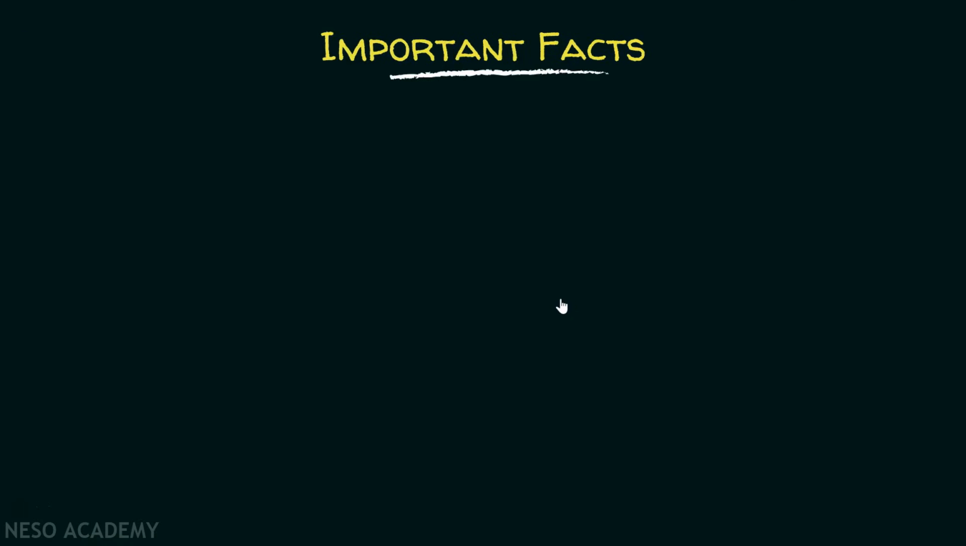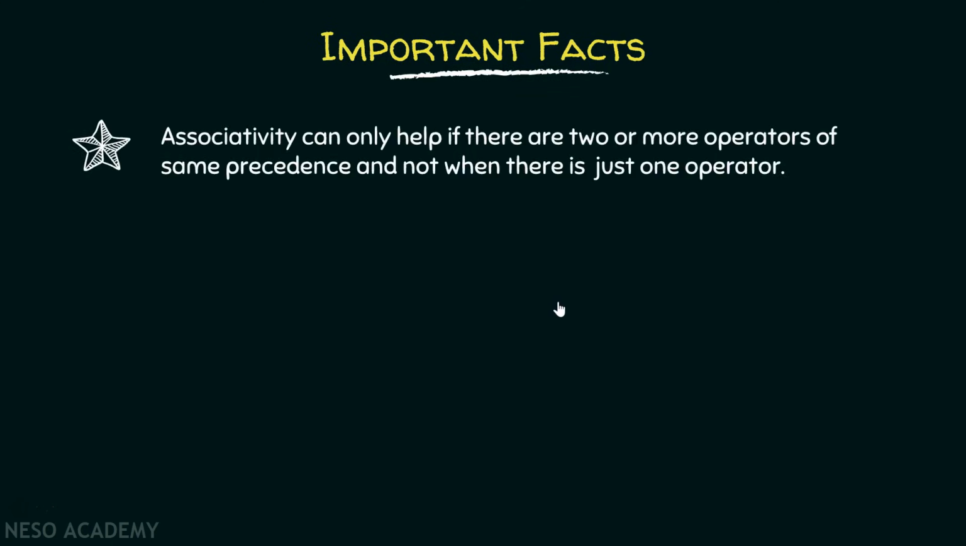Let's discuss some important facts related to these operators. First of all, associativity can only help if there are two or more operators of the same precedence and not when there is just one operator. This is a very important point. Associativity can only help you if there are at least two operators of the same precedence.